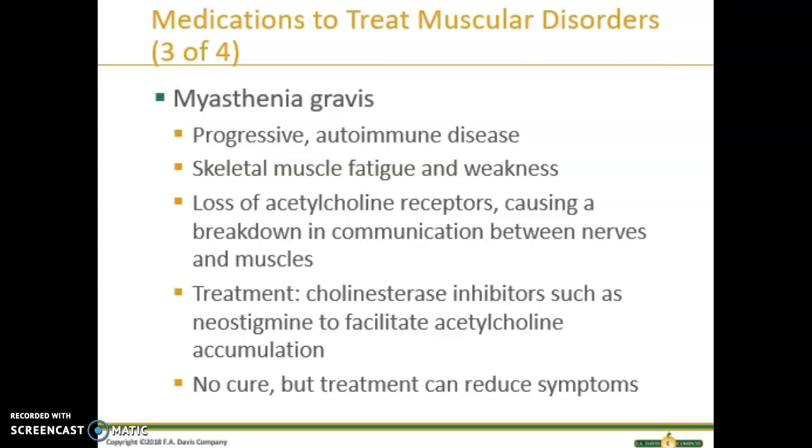For example, she has had times where her eyes are pretty much shut and she's unable to open or shut them. Also, the diaphragm is another thing, so breathing can be an issue here. Treatments include cholinesterase inhibitors, such as neostigmine. This facilitates the acetylcholine accumulation and helps to strengthen the muscles. There is no cure for myasthenia gravis, but treatment can reduce symptoms, so it's more of a managing situation.